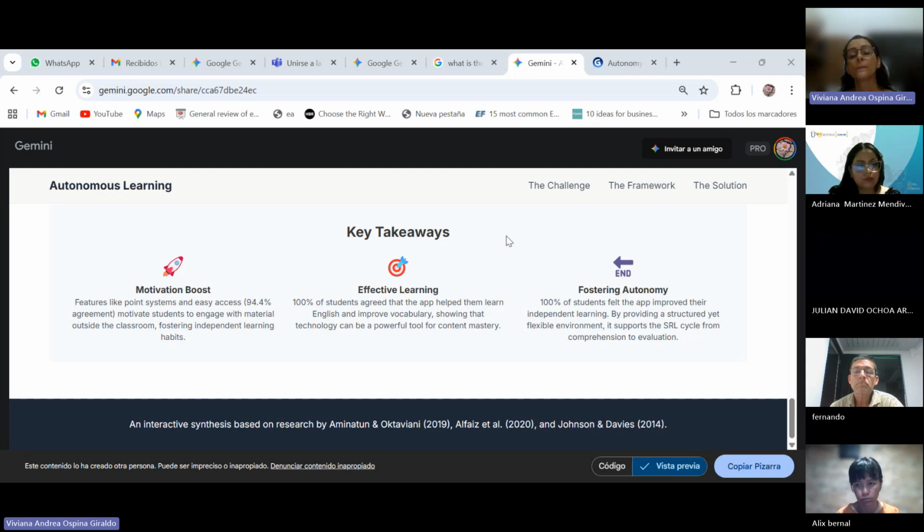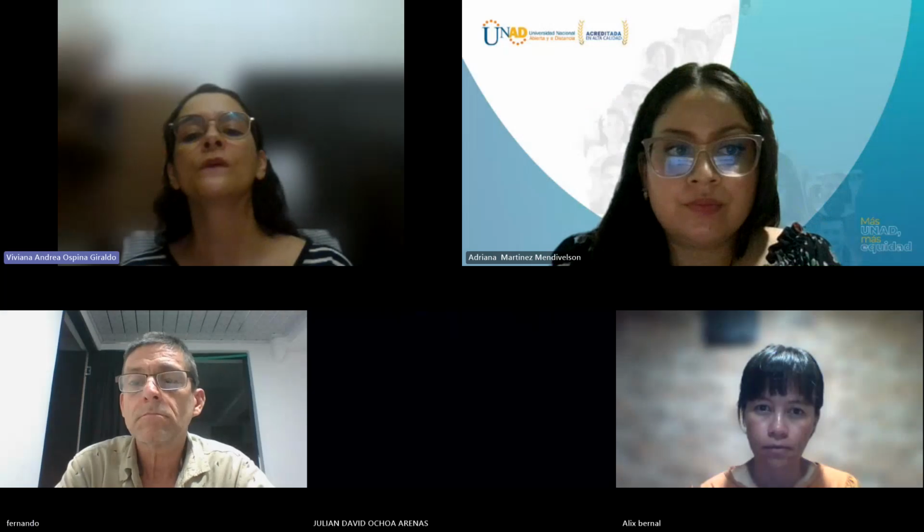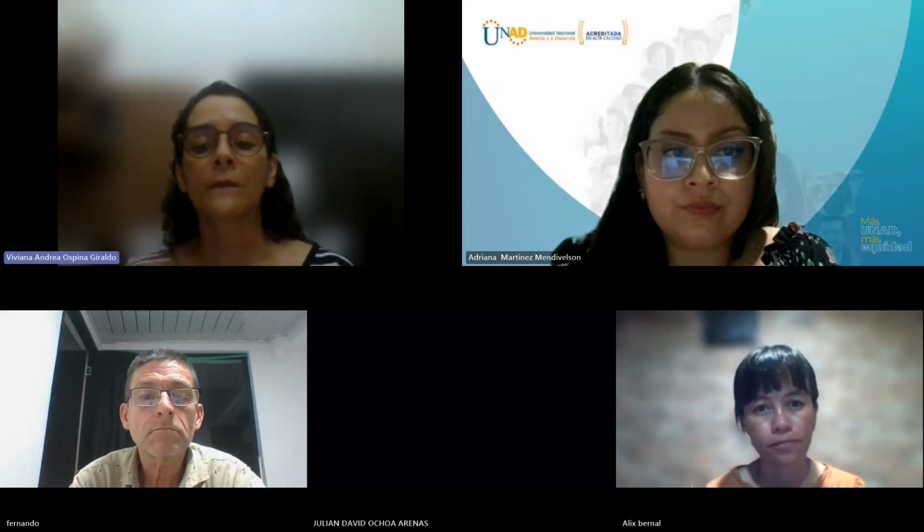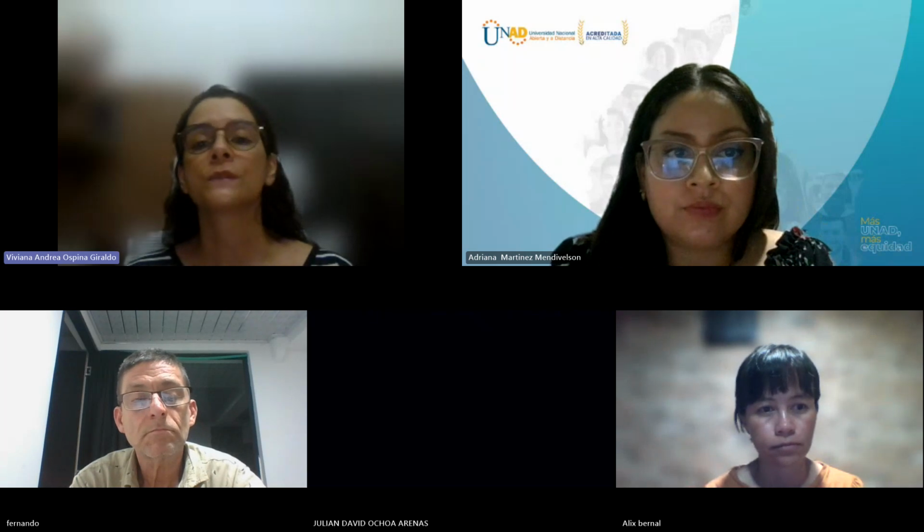And finally, our purpose is to foster autonomy. We need to foster autonomy by providing structure, but it needs to be somewhat flexible as well, because we need to support this self-regulated learning cycle. Remember that the self-regulated learning cycle starts with comprehension, planning, then it goes to strategizing, and finally evaluating. So when we do keep this in mind, then we'll be able to aid our students towards autonomy.